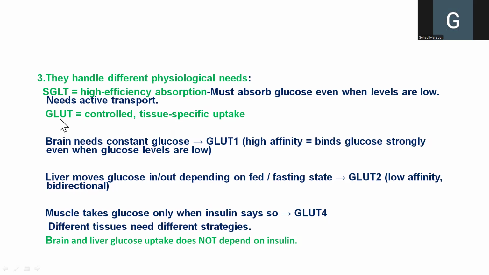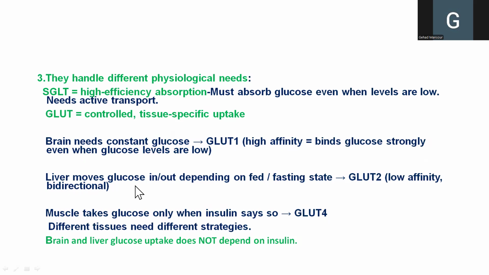But the ones that are passive, they just regulate specificity of uptake by the cells. For example, about tissue-specific uptake, the brain needs constant glucose. So there are GLUT1 receptors in the brain. And since the brain cannot work without glucose, the receptors on the cell membranes of nerve cells should have a very high affinity to glucose. They should bind glucose strongly, even when the glucose levels in the blood are very low.